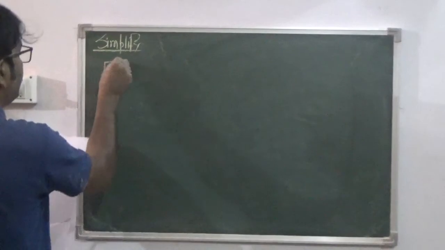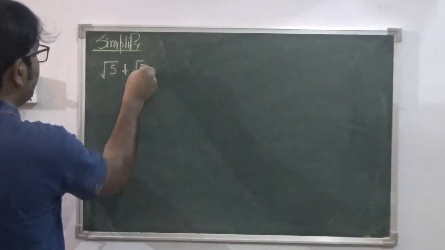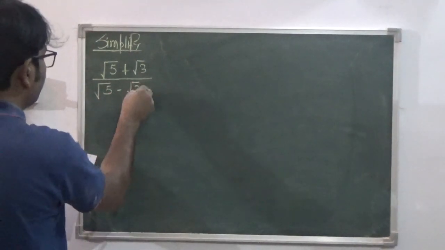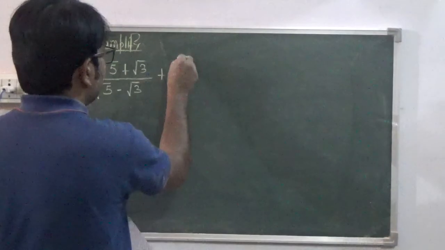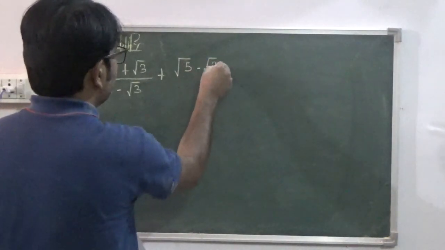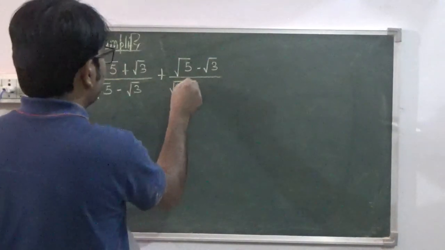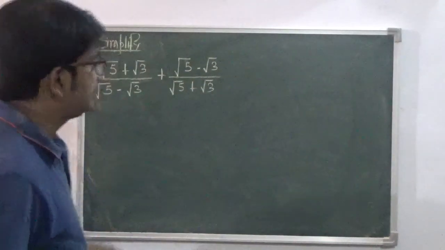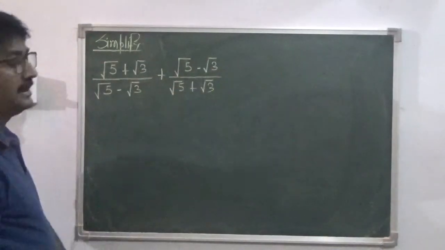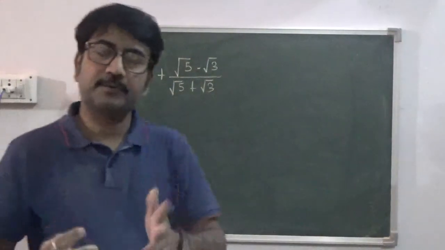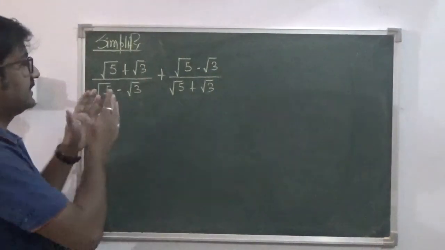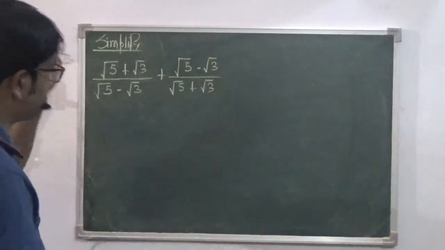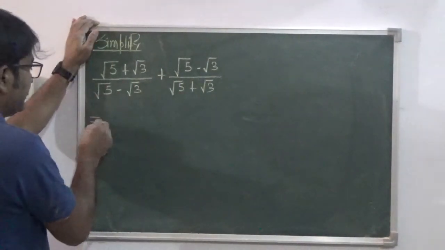Question is root over 5 plus root over 3 divided by root over 5 minus root over 3 plus root 5 minus root 3 divided by root 5 plus root 3. So you have got two parts here. This is this part and this is this part. So you can do it by taking LCM, or we can do it separately by rationalizing the denominator of this part and as well as this part. So we go by that because we are doing it. We will not divert ourselves from that.